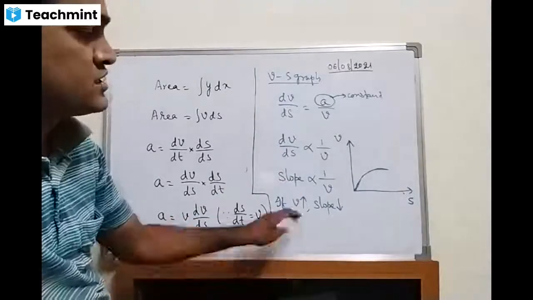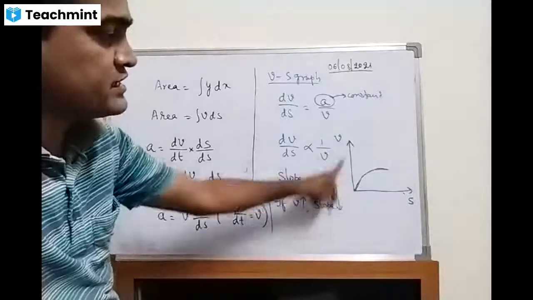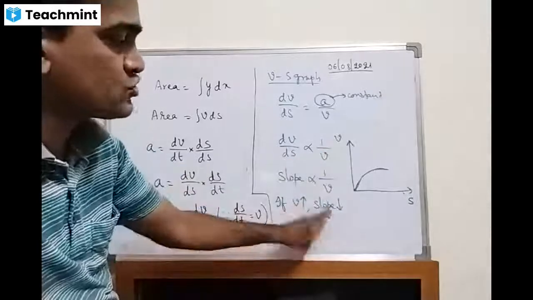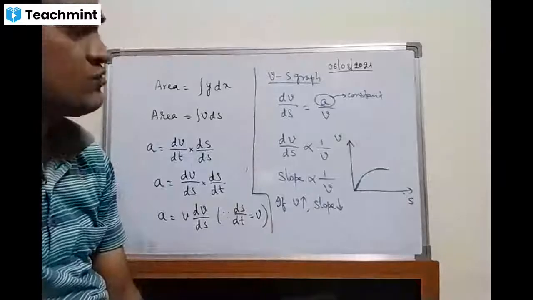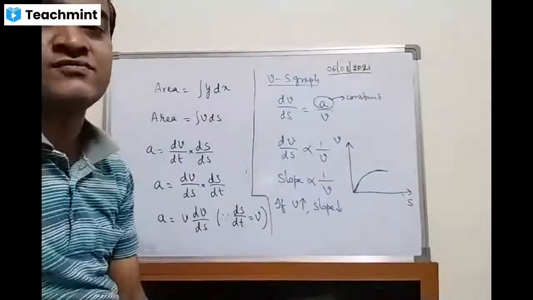So generally, if velocity is getting increased, what should I get? Slope should decrease. So for this graph, slope is getting decreased. Now one more graph, AS graph.